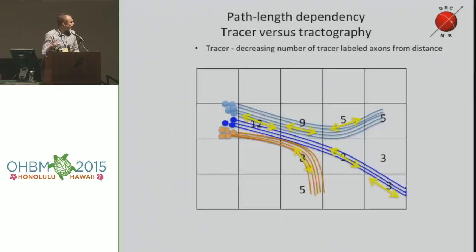So, of course, we also have path length dependency when we do tracers. This is our grid, and then we have 3 projections here, and these are our axons. In the beginning we have 12 axons in this voxel, and then we have 9 because they start splitting out, and then they have 3, 3, and 5 down here, and continue with 5, and this is 5 all the way. So of course we have a kind of path length dependency also with tracer studies.